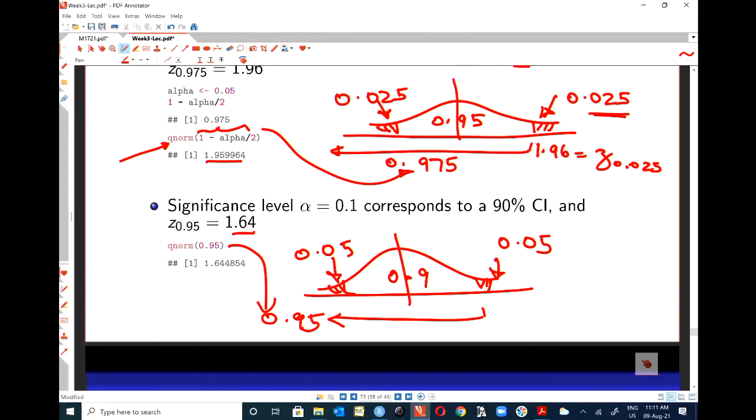As I increase my confidence level, my Z value is going to be bigger and bigger and bigger because I'm going outside in the tails.